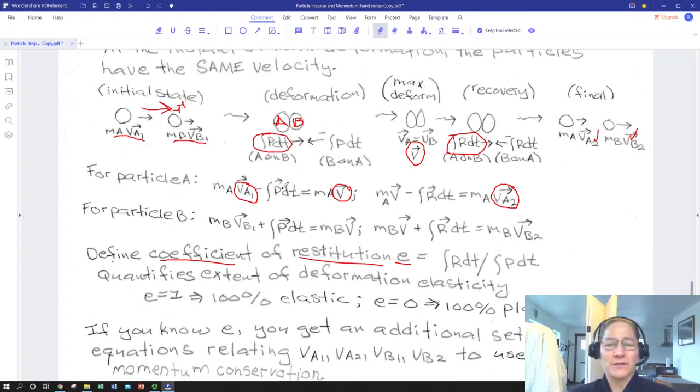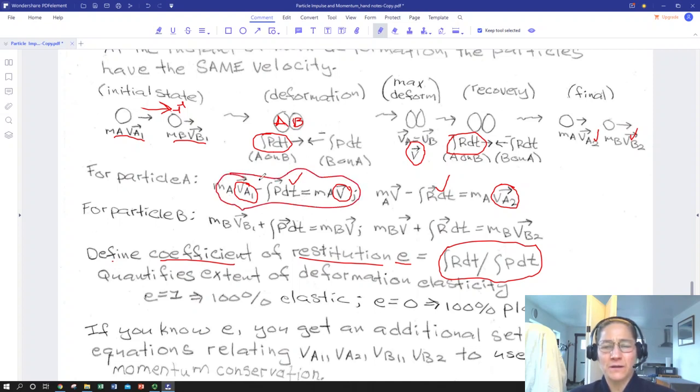That's pretty common. We have no way of making an expression for this impulse and this impulse, but we might know the ratio. We'll assume we know the ratio in this coefficient of restitution. And we have this max deformation velocity we don't know. We can rearrange this whole expression and this whole expression to allow us to use this ratio.